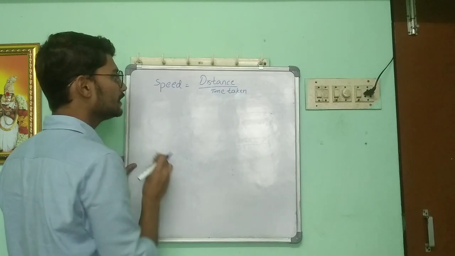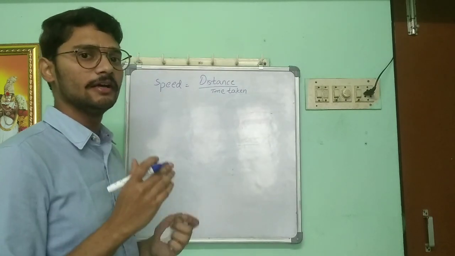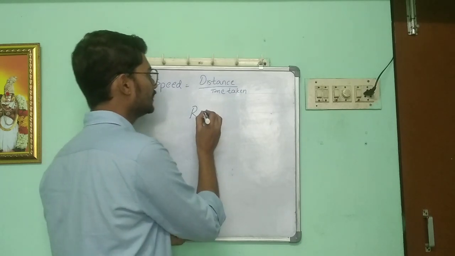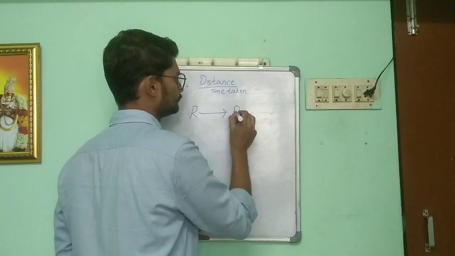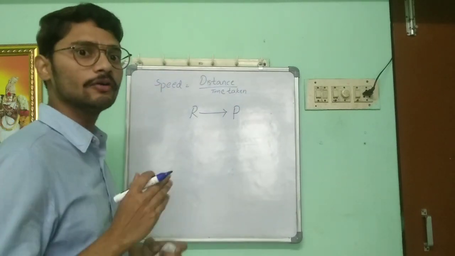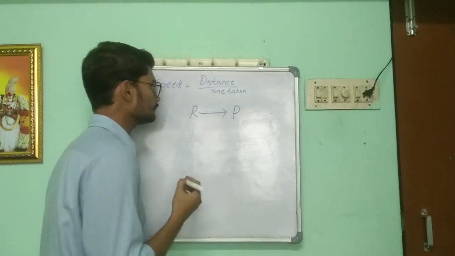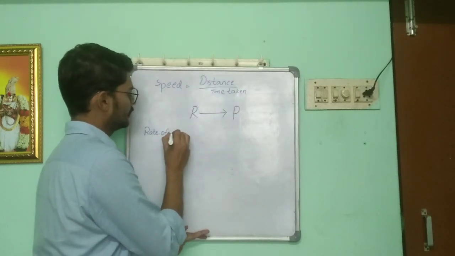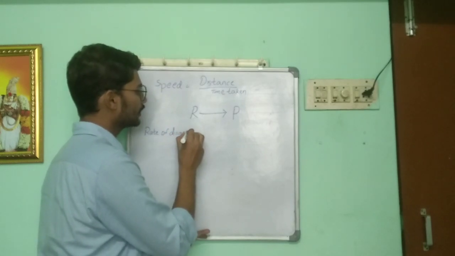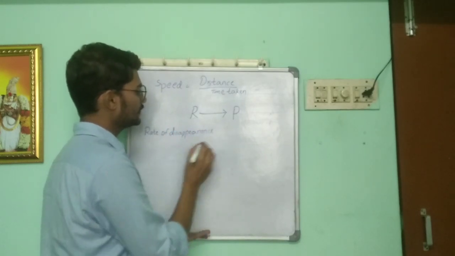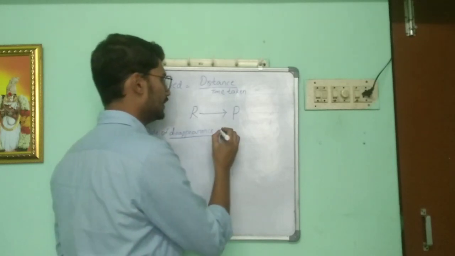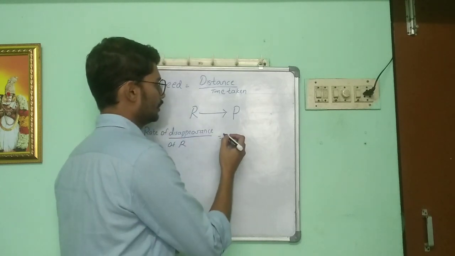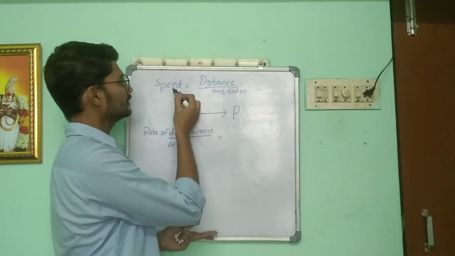Before getting into rate, let us understand that we are taking 1 mole of reactant and it is giving us 1 mole of product. So we have to find out the rate of this reaction. So rate is nothing but the rate of disappearance. You have to pay much attention to this word, disappearance. Disappearance of R is equal to, so now we have correlated speed with rate.